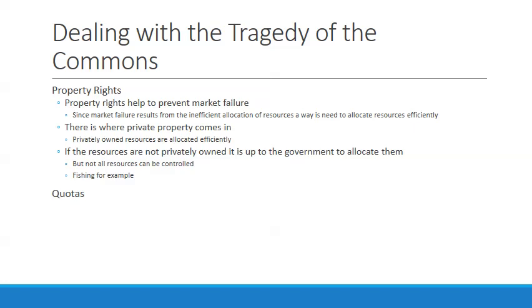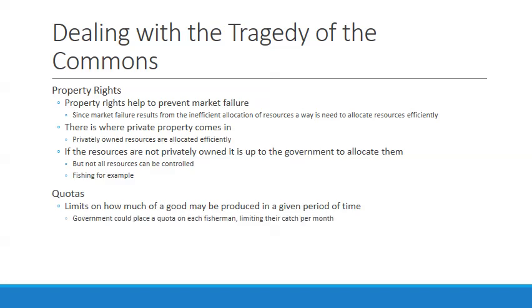A second way to deal with them would be through quotas. So quotas are limits on how much of a good may be produced in a given time. And the government could place a quota on each fisherman, limiting their catch. But I want you to think about this for a second. The government's going to place a quota on each fisherman, limiting their catch.